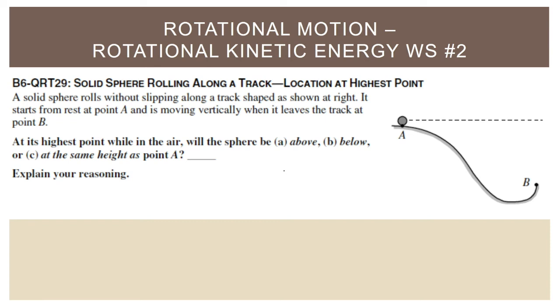A solid sphere rolls without slipping along a track, shaped as shown at right. It starts from rest at point A and is moving vertically when it leaves the track at point B. I'm going to say 2 things about this problem. Notice here they say it is moving vertically when it leaves the track. That means vertically only. The other thing I'll say as you're answering this question is remember the problem on the conservation of energy test with the alligators.